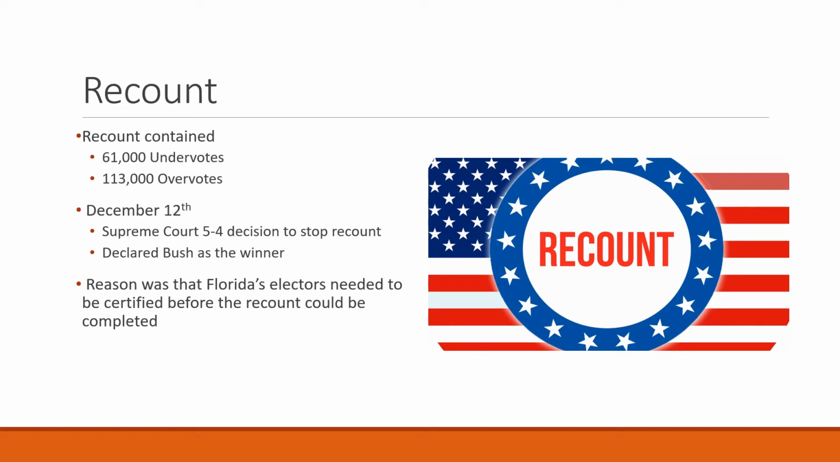As you guessed it, there was a recount. The recount contained 61,000 undervotes and 113 overvotes. December 12th, the Supreme Court made a 5-4 decision to stop the recount and declare Bush as the winner. The reasoning behind this was that Florida's electors needed to be certified before the recount could be completed.